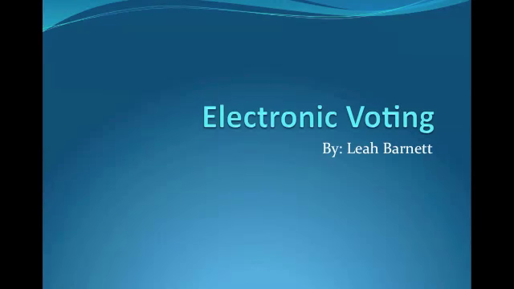Electronic voting is a type of election system that allows a voter to record their ballot electronically over the computer, and it started emerging in the late 1990s, early 2000s. Electronic voting encompasses many different things, and it has its pros and cons, which I will talk about in this presentation.